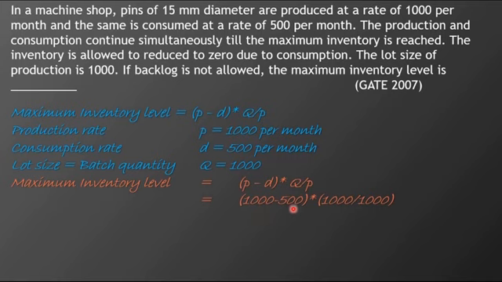That is (1000 minus 500) into 1000 divided by 1000. So that is 1 times (1000 minus 500), which is 500. So the maximum inventory level is 500 pins. The question was asked for 2 marks. It is very simple. Now let's discuss another example.